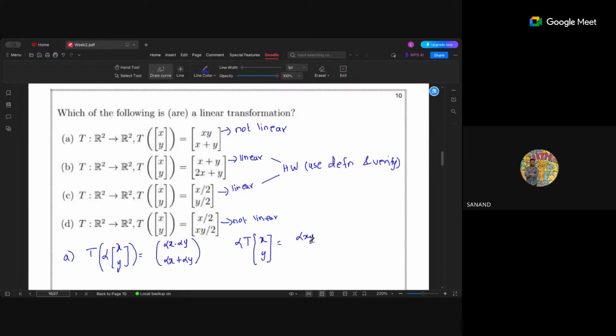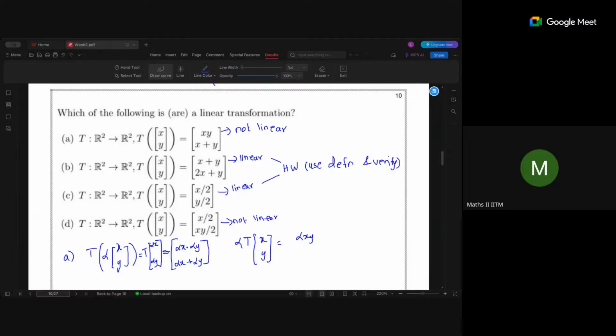Ma'am, how did you do that? Please explain. So here, if you want one more step, let's add it. So this is T of alpha x, alpha y, right? If I have just multiplied alpha to the vector first, now I am applying the transformation here. So instead of x I have alpha x, and instead of y I have alpha y. That's all. Same thing here. Instead of x I have alpha x, instead of y I have alpha y. Got it? Yes, ma'am.